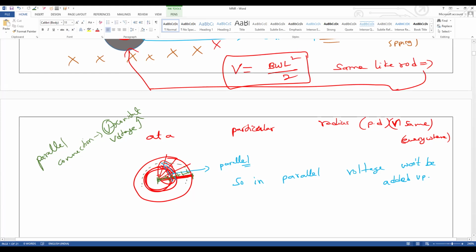Yeah, for a disc or a rod which is rotating in a magnetic field, the formula is the same. So what is the formula? Yes, Princey. V is equal to B into W, B whole square divided by 2. Is it okay? You all understand? I want a response from each one of you.